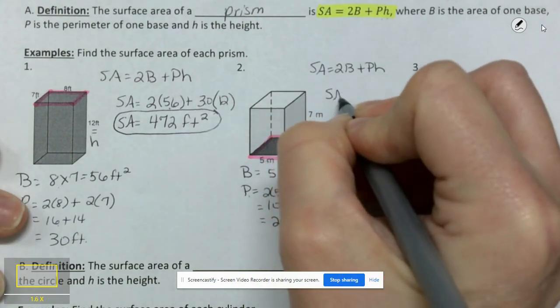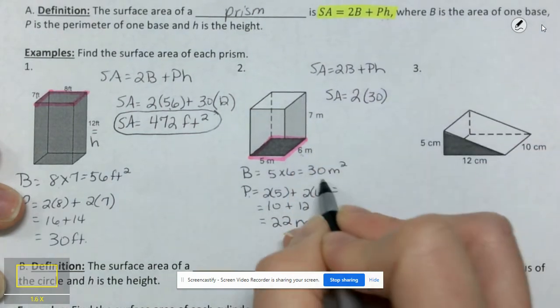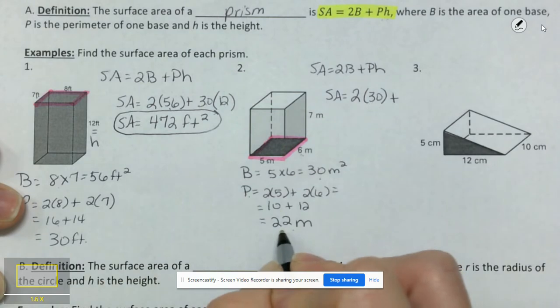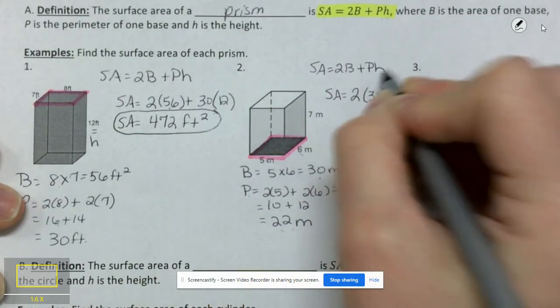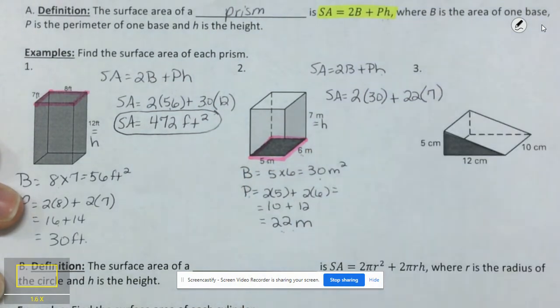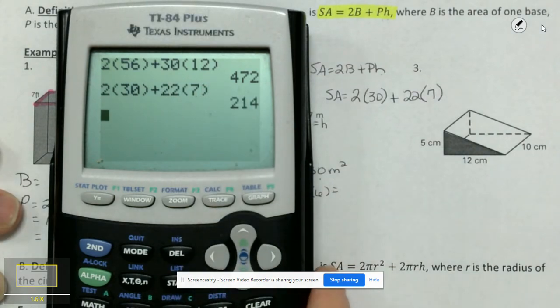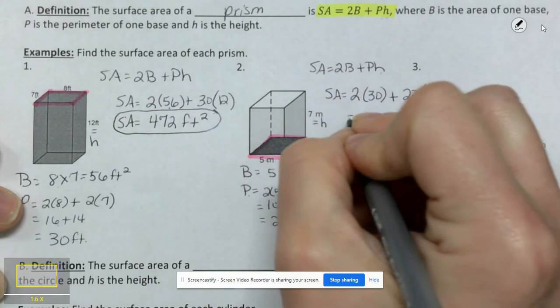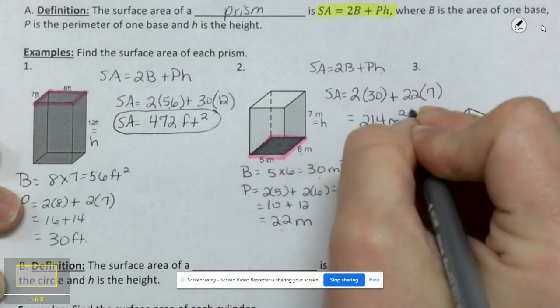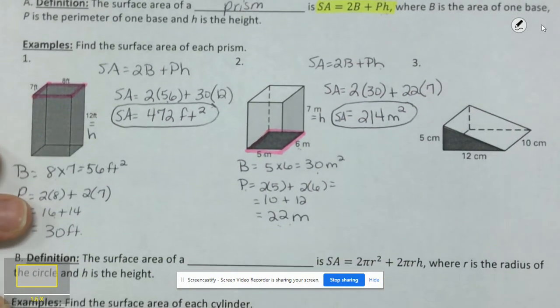Now we come up here to fill in. Surface area equals 2 times the base area, which is 30, plus our perimeter, which is 22, times our height, which is given right here. That's our H, this 7 meters. Now it becomes a calculator problem: 2 times 30 plus 22 times 7. We get 214, and again, that is meters squared. Don't forget that it's squared. So that's our surface area for that one.